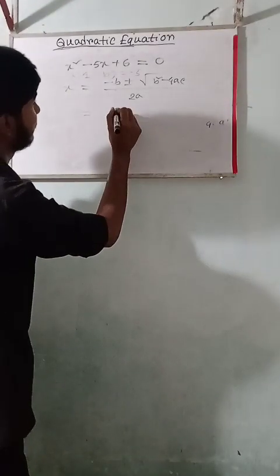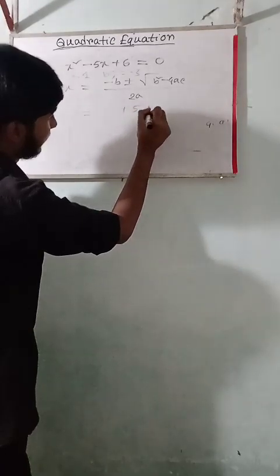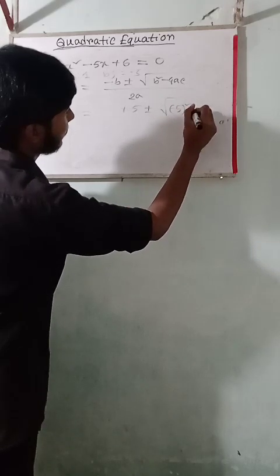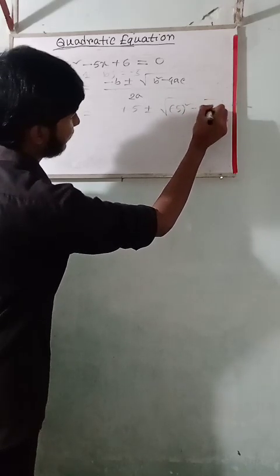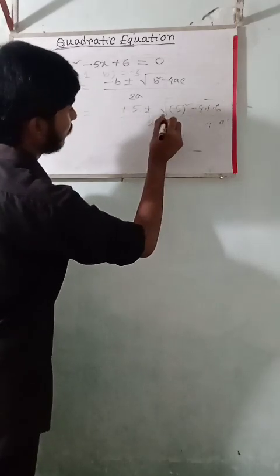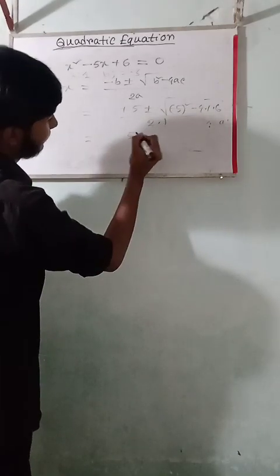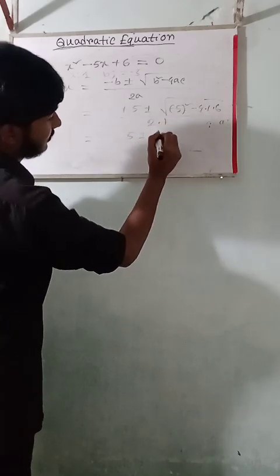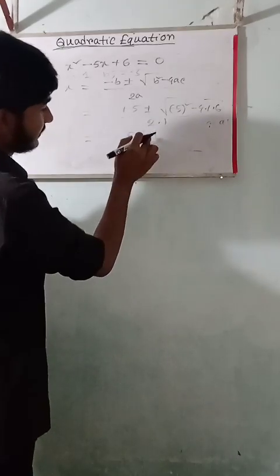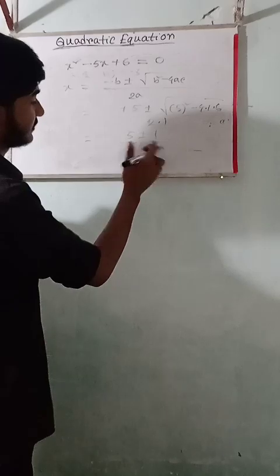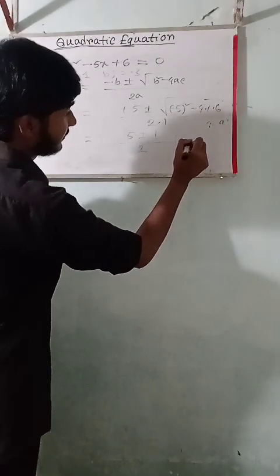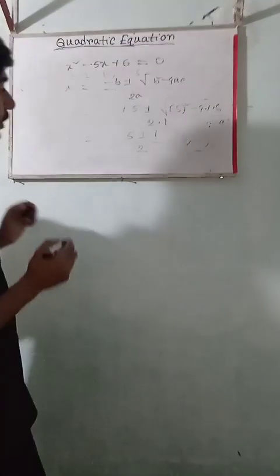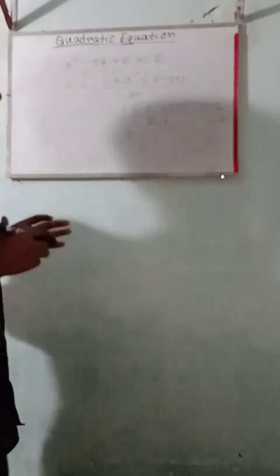So minus b, that means plus 5, plus or minus root over minus 5 whole square minus 4 into 1 into 6, divided by 2 into 1. That means 5 plus or minus root over 25 minus 24, that means plus or minus 1, divided by 2. If we take plus, then 5 plus 1 equals 6, divided by 2 equals 3. And if we take minus, then 5 minus 1 equals 4, divided by 2 equals 2. So the two solutions of this equation will be 3, 2.